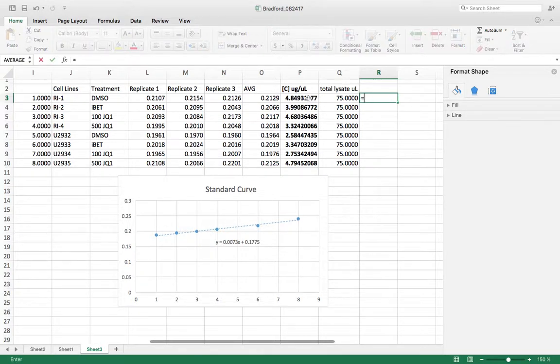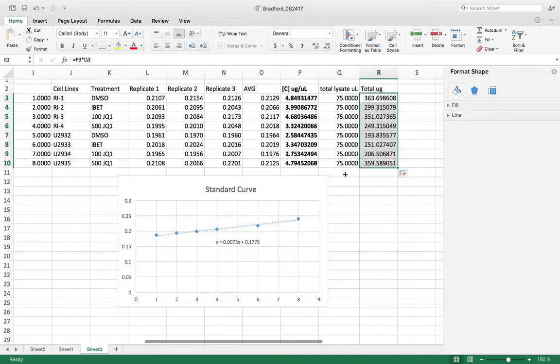We would just do concentration times the total mils, and this is our total micrograms of protein in each tube. So I got this 75 just because that's what I dissolved the protein in, and that's like kind of that extraction buffer. But you can take that amount and times it by the concentration to get the total amount. But in this case, with this data, I'm ready to do a Western blot and measure protein.